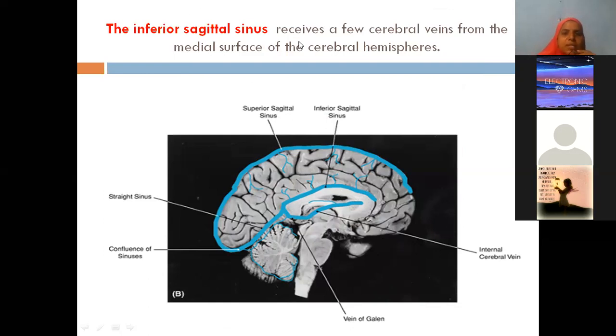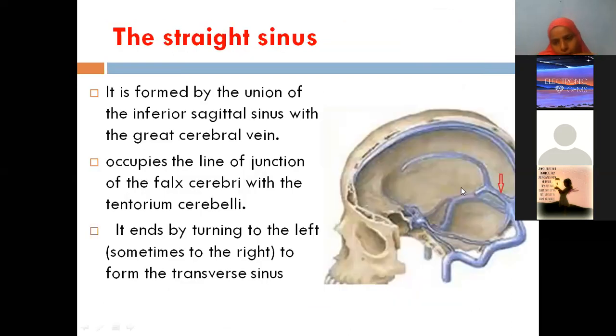So the inferior sagittal sinus receives few cerebral veins from the medial surface of the cerebral hemispheres. You can see all these veins here. This we will discuss when we are doing the blood supply and venous drainage of the brain. This is our straight sinus, formed by the union of inferior sagittal sinus with great cerebral vein. It occupies the line of junction of the falx cerebri with tentorium cerebelli.